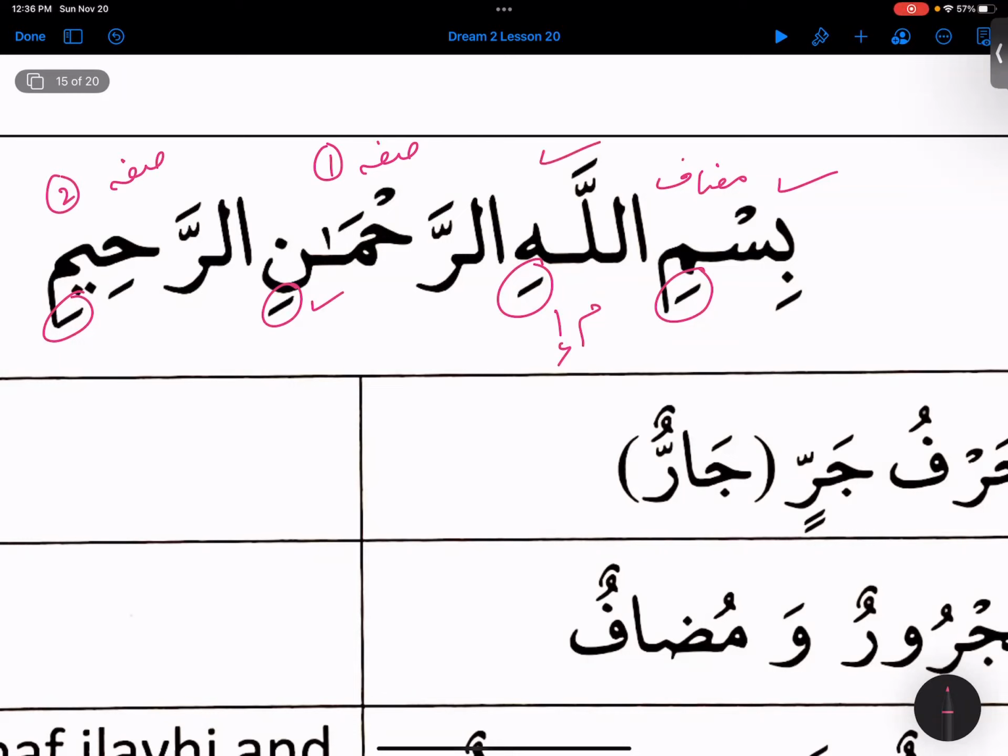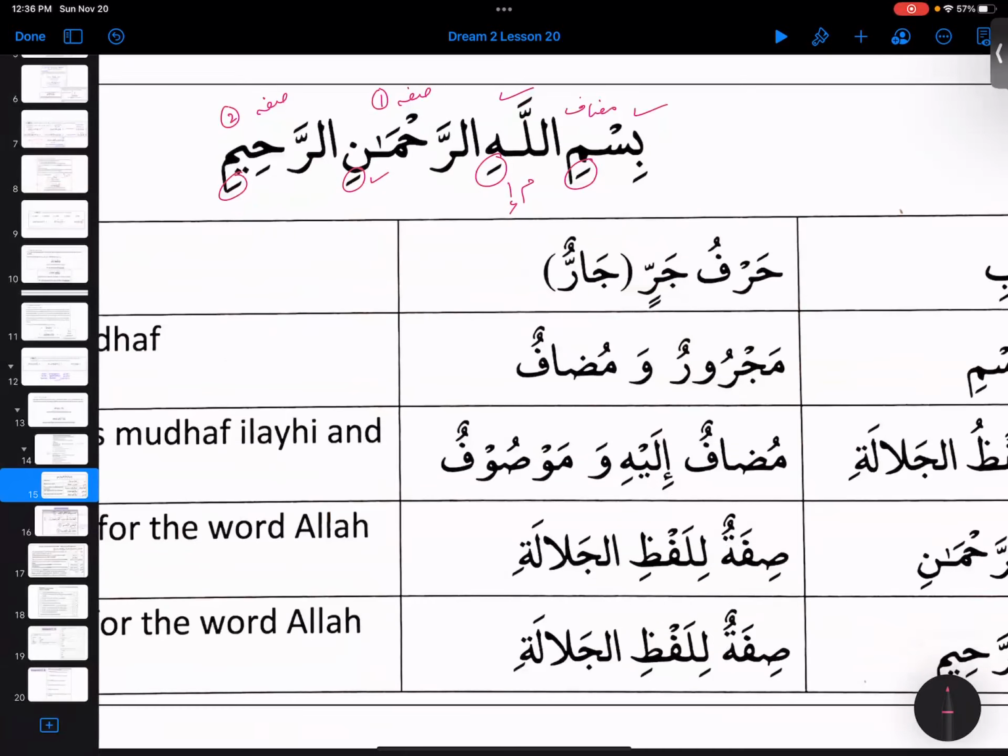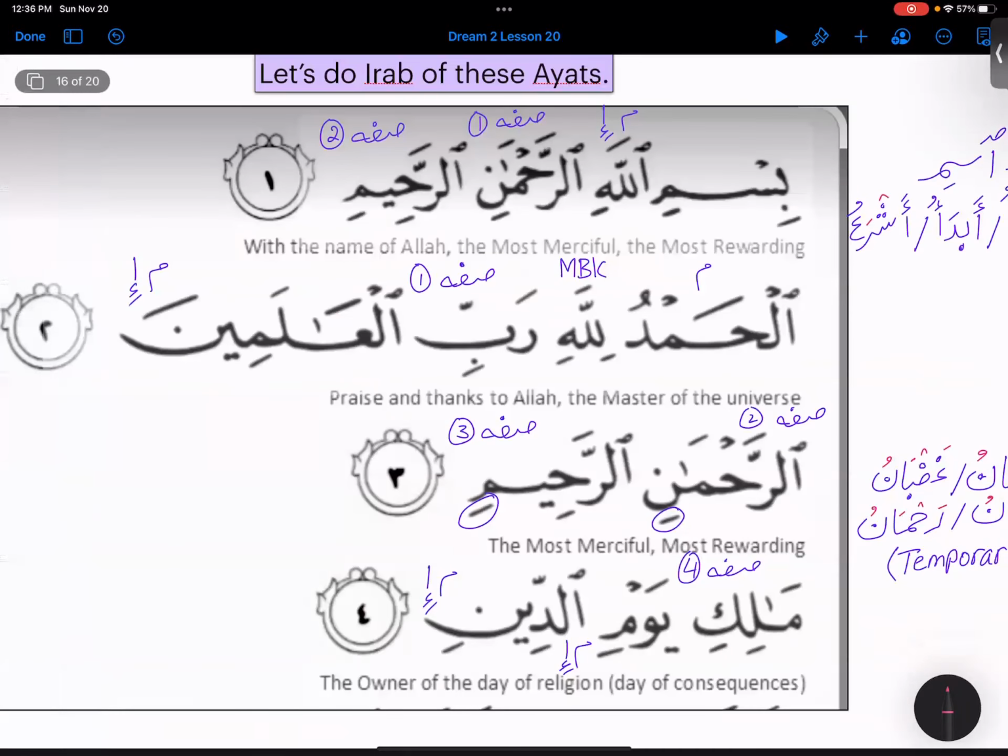And the word Allah is the name of Allah subhanahu wa ta'ala, his personal name. So that's why it can have sifa. But Ar-Rahman, Ar-Rahim, they are the attributes of Allah subhanahu wa ta'ala, so we cannot say that they are sifa mawsuf to each other. Subhanallah, so that is easy. Okay, then.